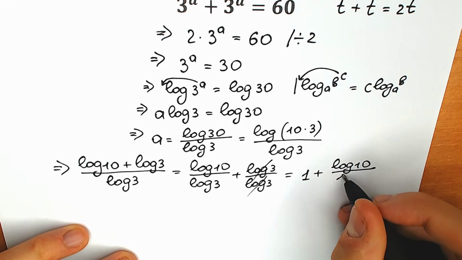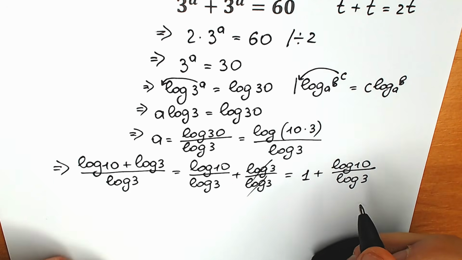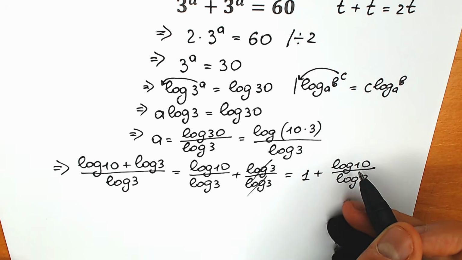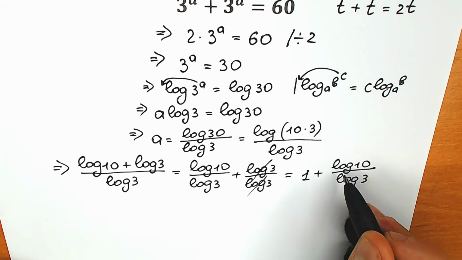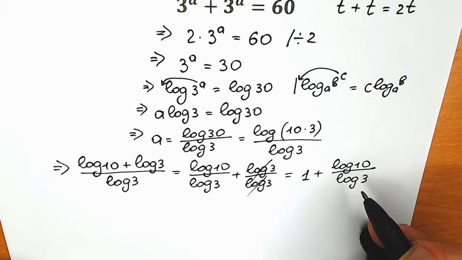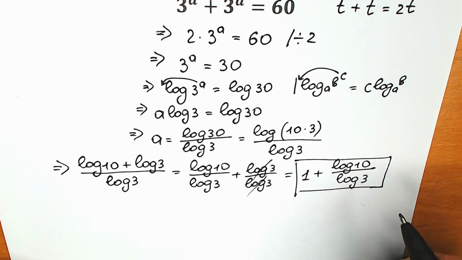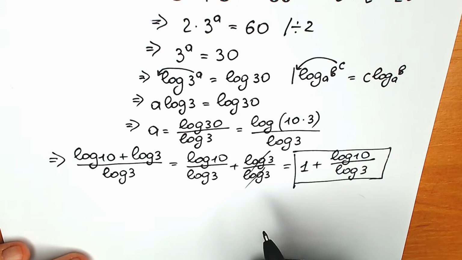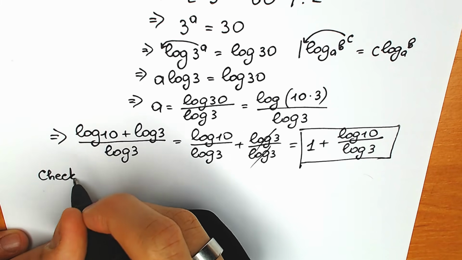And of course, this is up to you. For me, this is a final answer, but this is up to you. You can easily split this log 10 into log 5 plus log 2, okay? And you will have three expressions: 1 plus log 2 over log 3 plus log 5 over log 3, but I want to leave it like that. So here's our final answer to this question. And right now, let's check it real quick. Let's check this root.